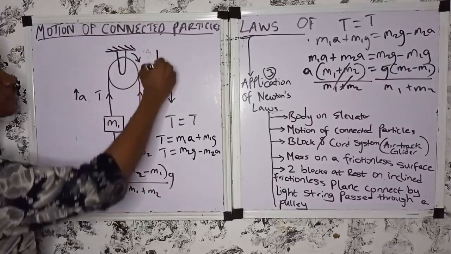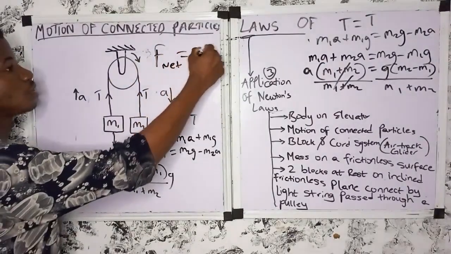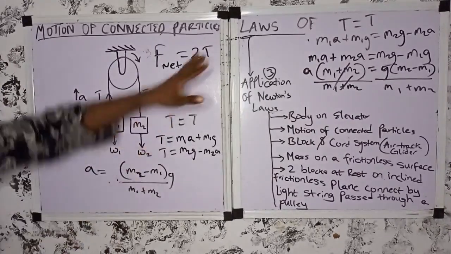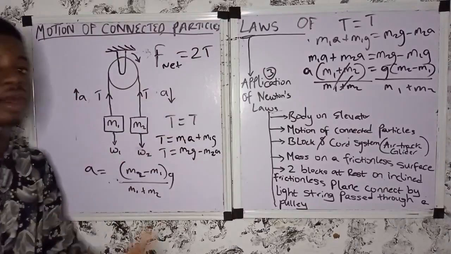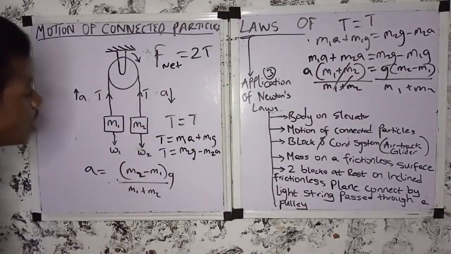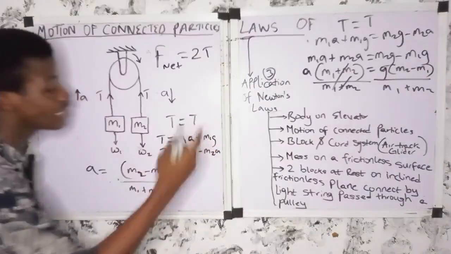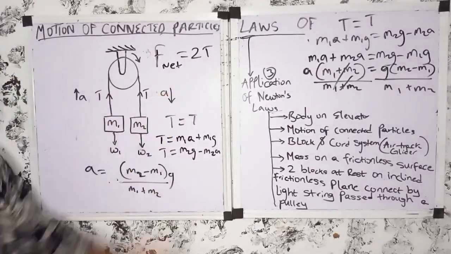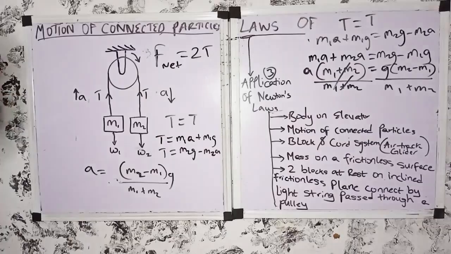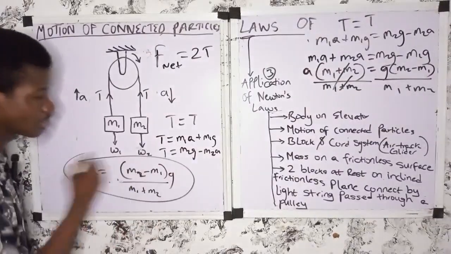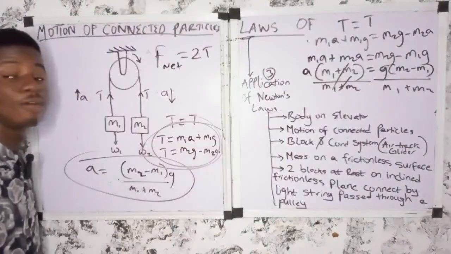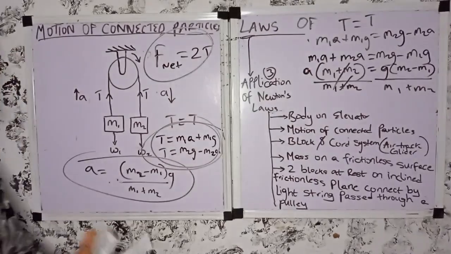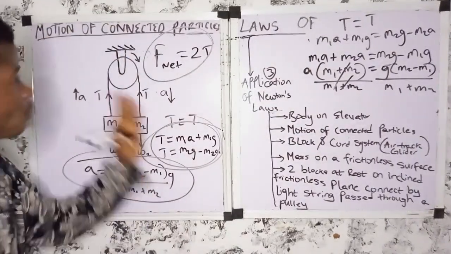Then the last thing under motion of connected particles is that the net force, or the total force acting on the system, is equal to 2 times the tension, 2T. So if they ask you to calculate the total force acting on the system, it is very easy. Use any of these to get the tension. Once you get the tension, multiply it by 2 and you will get the total force acting on the system. So take note: this is the formula for common acceleration, this is the formula for the tensions, and this is the formula for the net force.